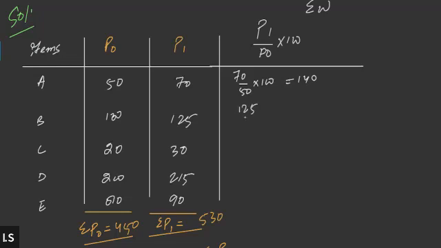Similarly, 125 divided by 100 into 100, it will be 125. Then we will divide 30 by 20, multiply it by 100, we will get 150. Then 215 divided by 200 into 100 equals 107.5.